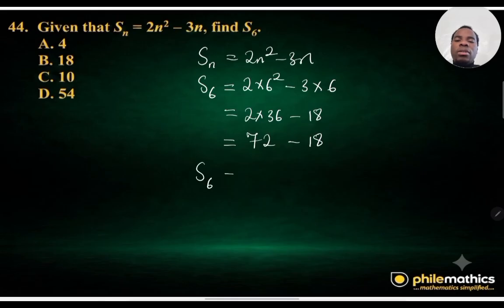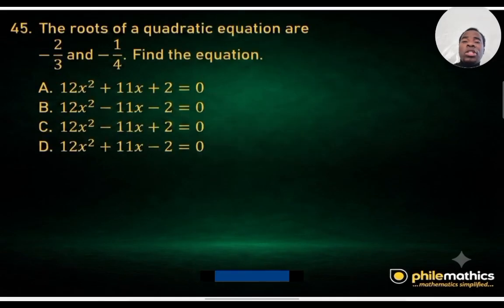X of 6 will be 72 minus 18 is 54, and that is D. This equation tests our knowledge of finding an equation if we know the root.